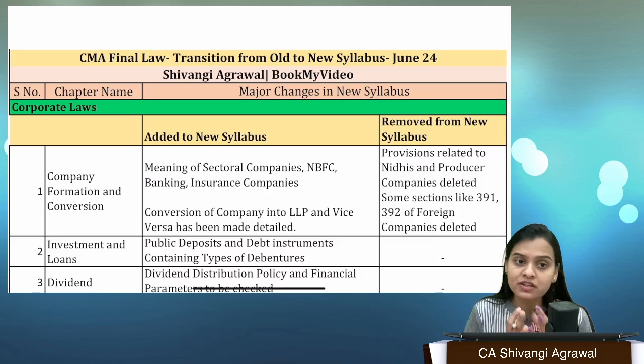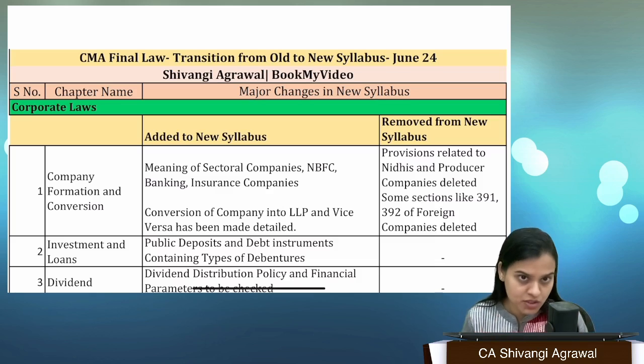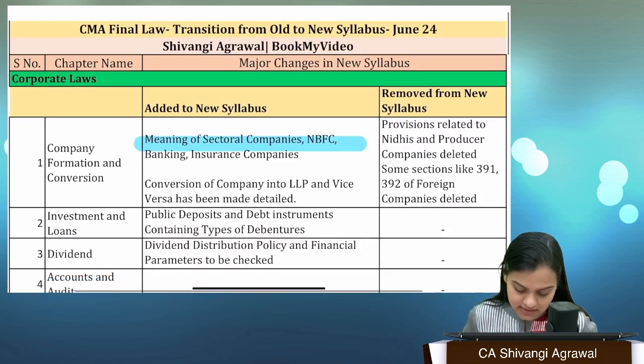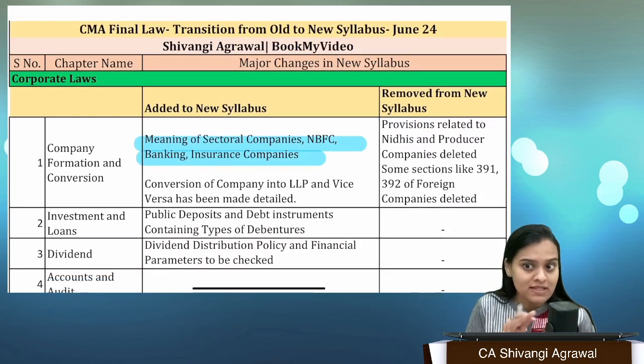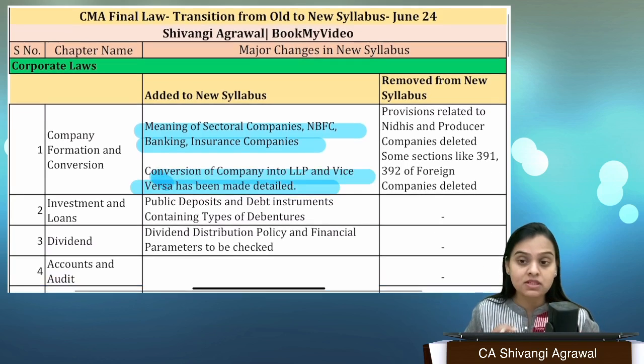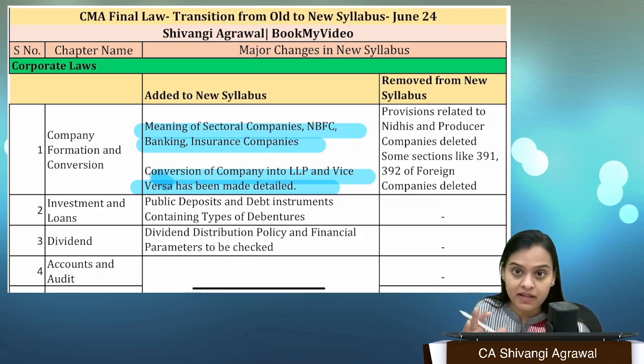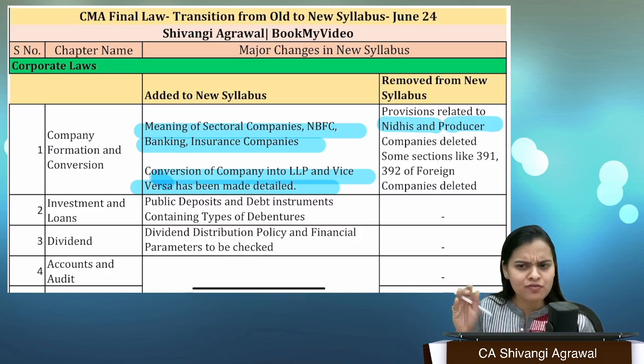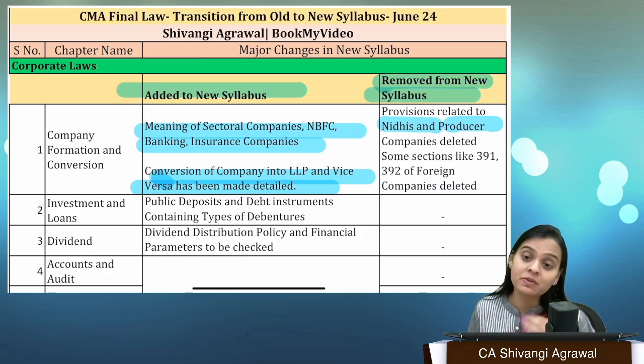So, if I talk about the very first chapter, that is company formation and conversion, in this there are certain things which are newly added, which you must go through from your examination perspective. This portion, the conversion of company into LLP, ma'am, it was earlier also. Yes, it was earlier also, but now it has been made into a very detailed manner. There are some provisions like Nidhis, producer companies, and some sections of foreign companies also deleted. So there is some content which has been removed from the new syllabus, and there is some content which has been added to the new syllabus.